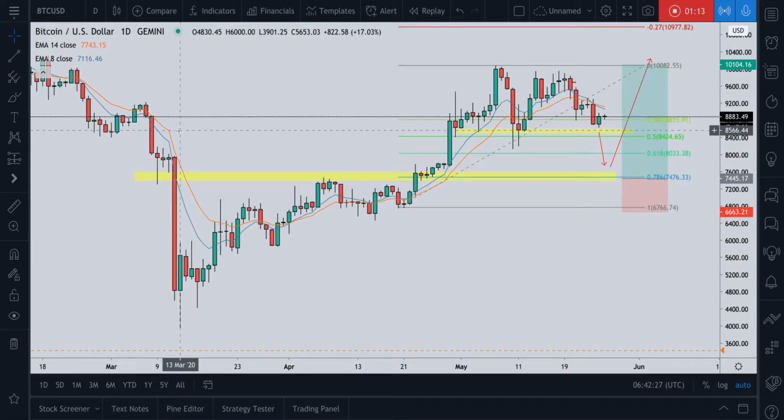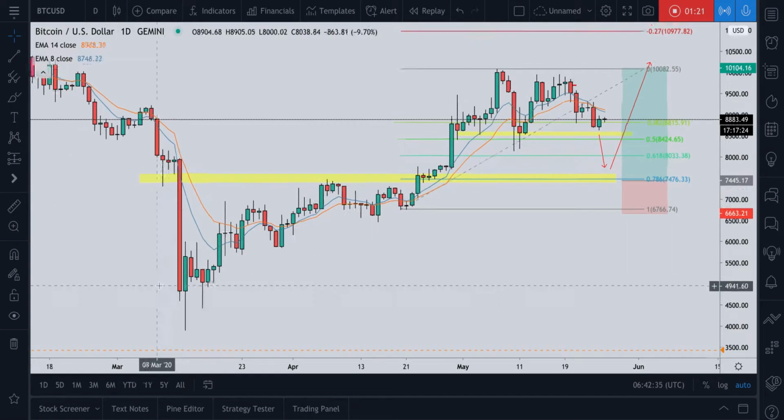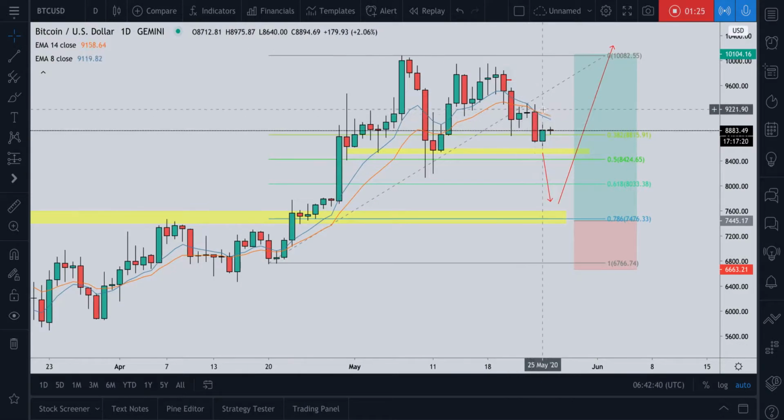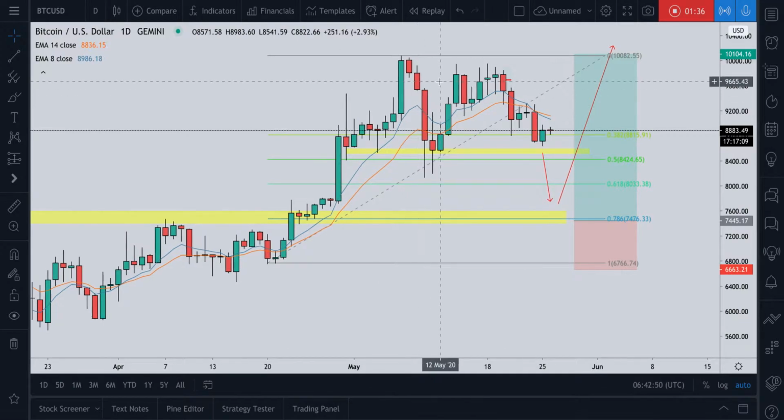This big drop here was caused by a lot of people leveraging in their margin accounts, and they got liquidated. So you had this massive drop here. You see an EMA crossover here in the daily, indicating we could have a temporary drop. The key level I'm looking at is the 78.6 Fibonacci retracement level from this low to this high.